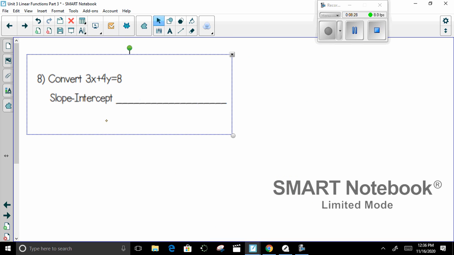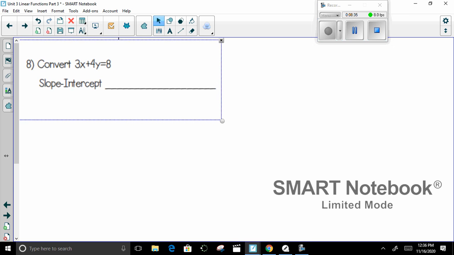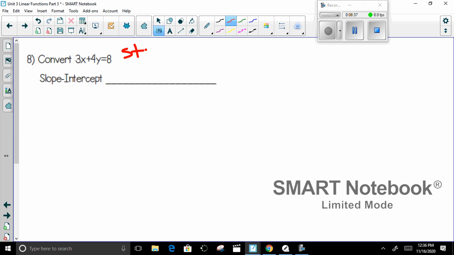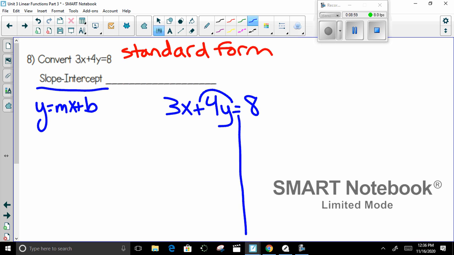All right, what form do we got going on here? And hopefully you answered that is in standard form. So it's in standard form, and I need to take it to slope-intercept. What is slope-intercept form? That is y equals mx plus b when you have y all by itself. So let's take my equation in standard form and decide how we're going to get y by itself. What do you think I should do first? Well, I can't touch 4y until I get rid of plus 3x. How do you get rid of plus 3x?